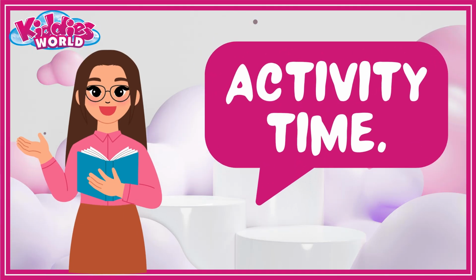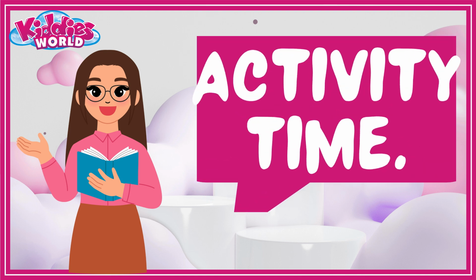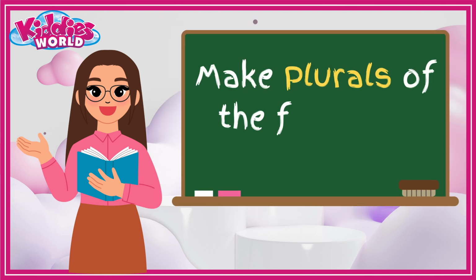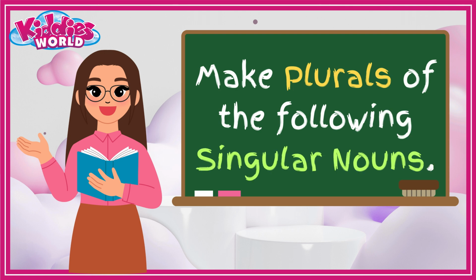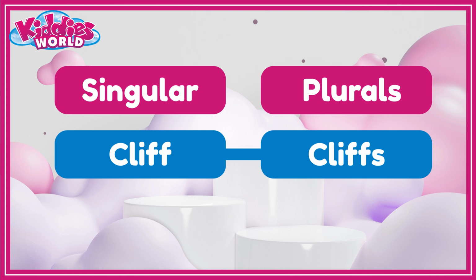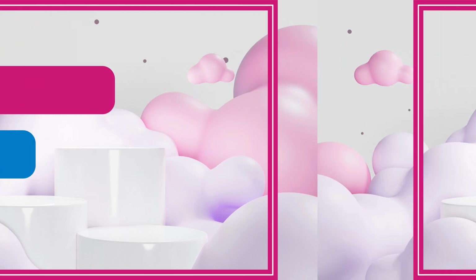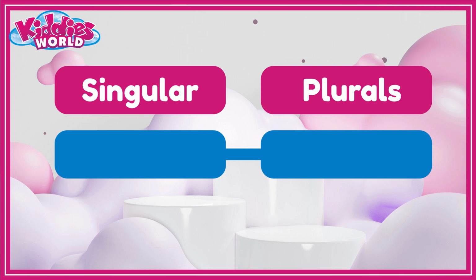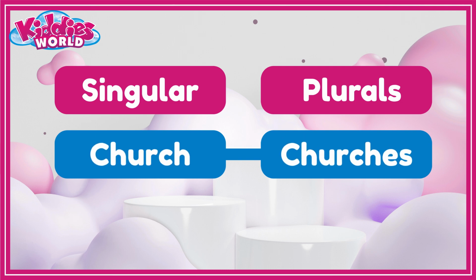Activity time. Let's do this activity together. Let's make plurals of the following singular nouns. Word 1. Cliff becomes cliffs. The word cliff ends with a simple consonant, so we just add s at the end. One cliff, many cliffs. Word 2. Church becomes churches. The word church ends in ch, so we add es to make it plural. One church, many churches.